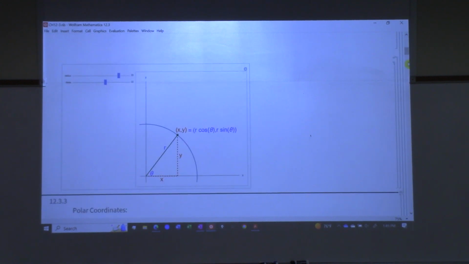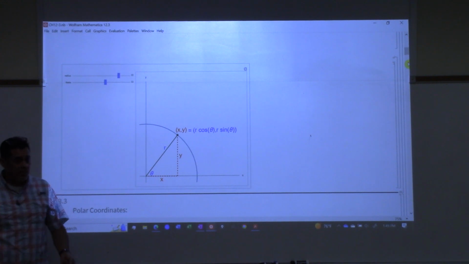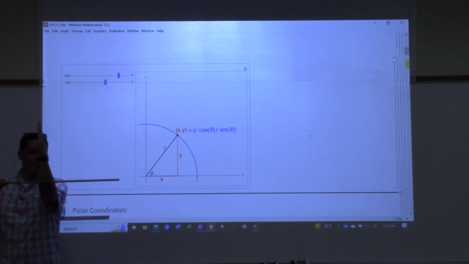So the idea is this. Our traditional coordinate system is called the Cartesian coordinate system. Cartesian coordinate system means you have 2 perpendicular axes, right? Your x and your y axes.